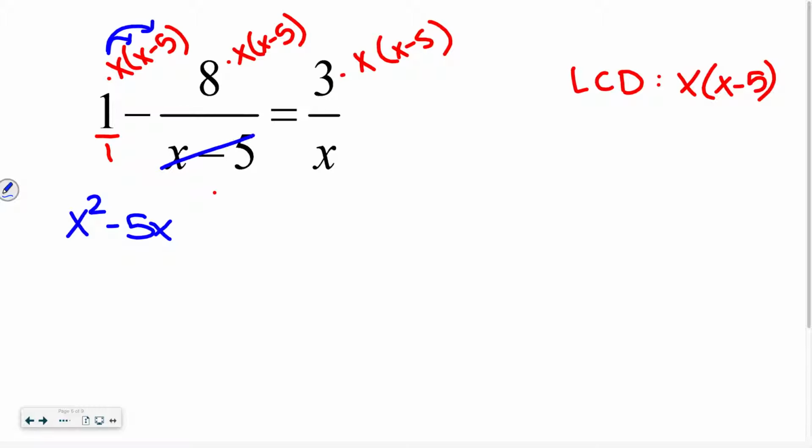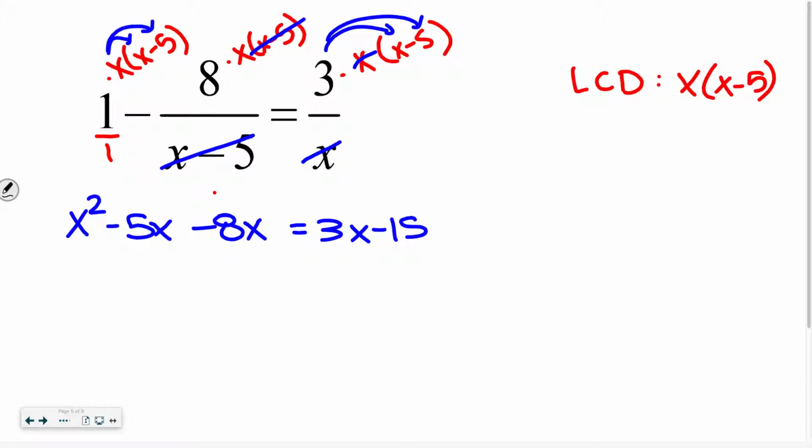Here I'll be able to cancel out x minus 5. Now pay attention, this is a minus 8x now. And on the other side I can cancel x. So I just have to distribute the 3. So that's equal to 3x minus 15.